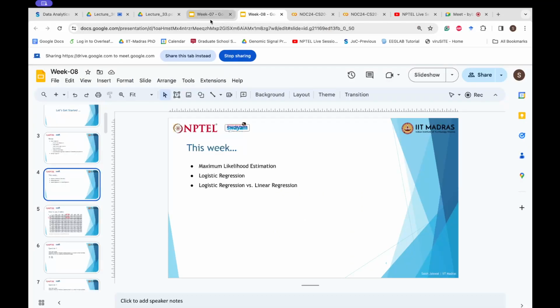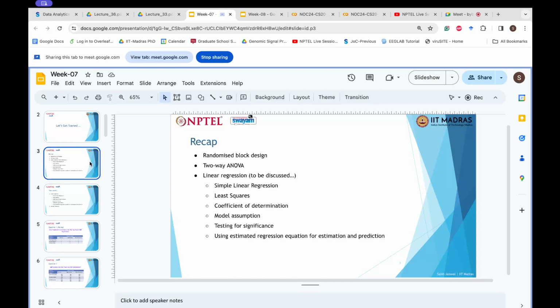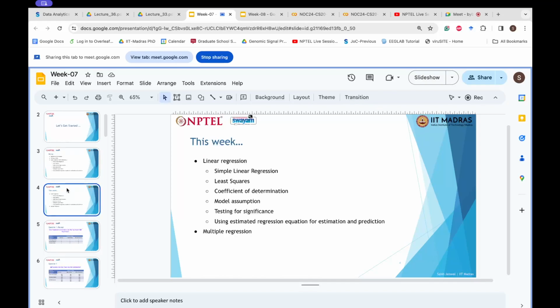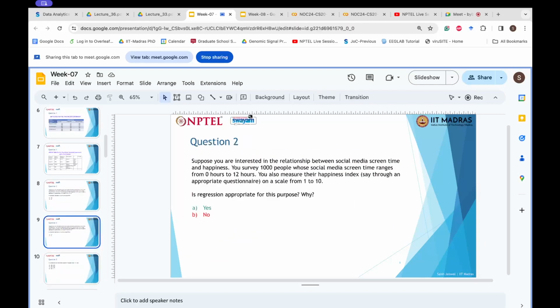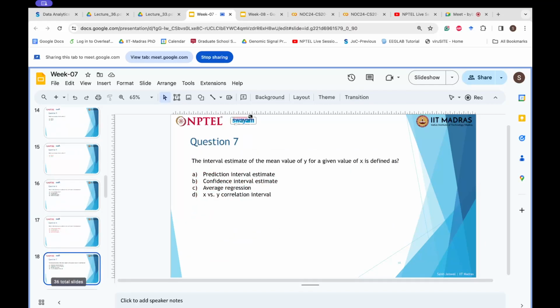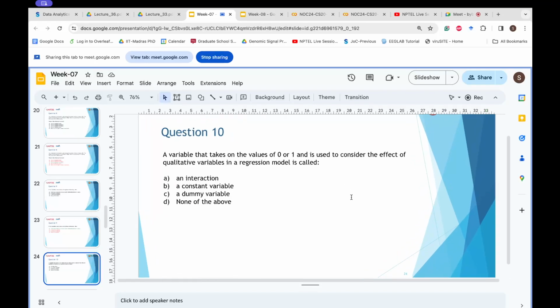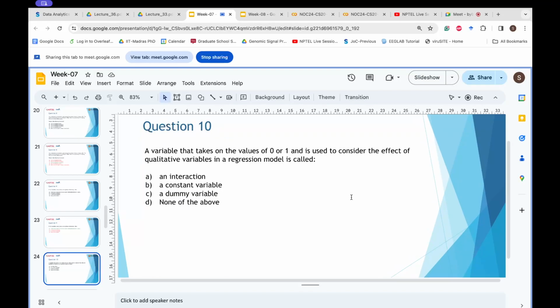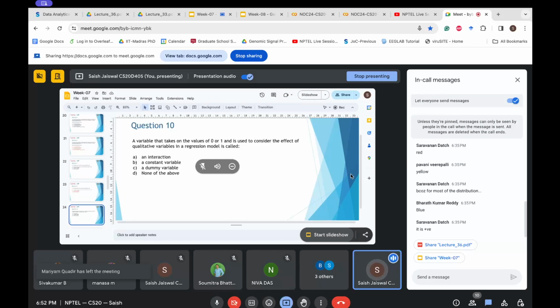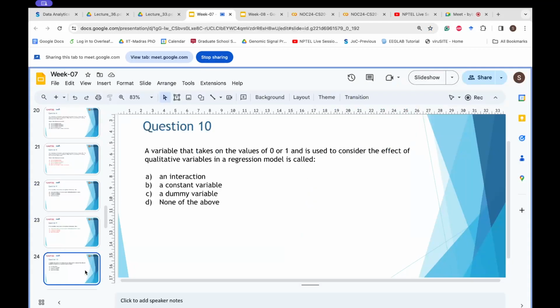Okay, so we'll see some questions that you might expect in your examination. In the previous session we missed some of the questions. So there was this question: a variable that takes on the values of 0 and 1 and is used to consider the effect of a qualitative variable in a regression model is called. We can answer this, and then we'll see what is the application of this variable. Dummy variable. Yes, that's the correct answer.